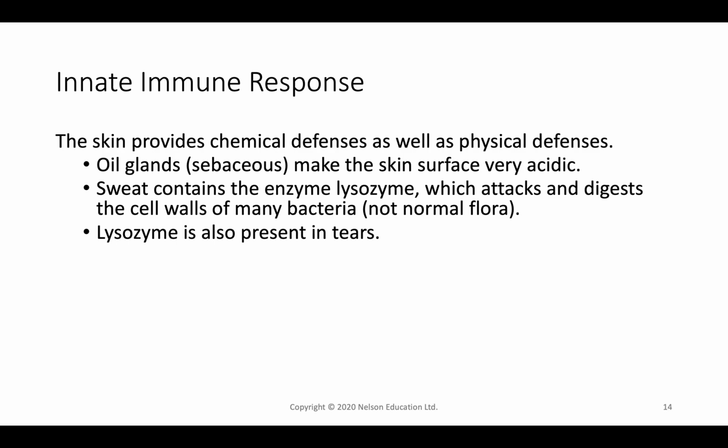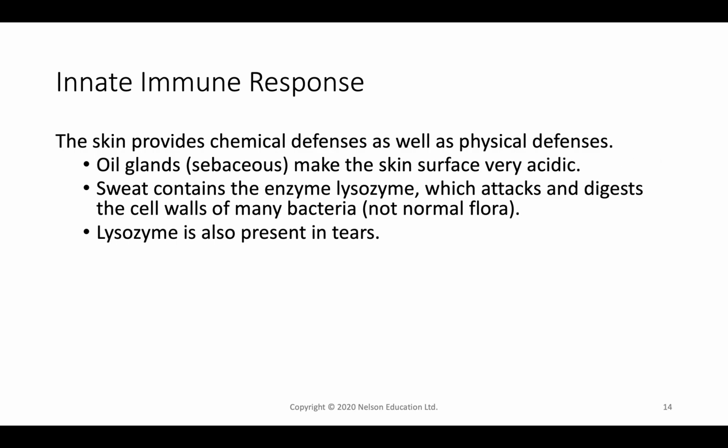Now, we also have chemical defenses, particularly on the surface of the skin. So things like lysozymes that are present in tears and in sweat. These are going to attack the walls of many bacteria. Now, not the bacteria that are already present inside our body. Normal bacteria gets a pass, but foreign bacteria we do try to attack. We also have glands that are going to make the surface of our skin very acidic. It's the same thing with the female reproductive tract. The vaginal secretions are very acidic. Why?